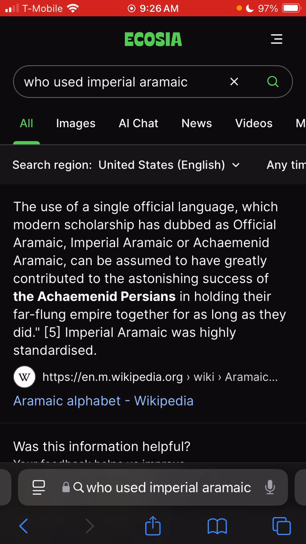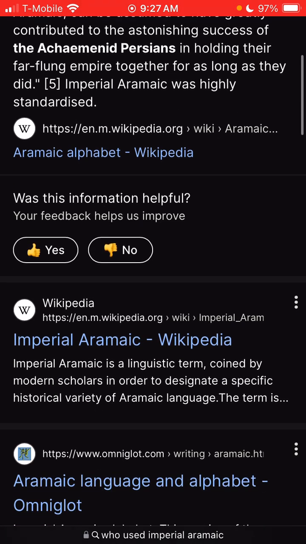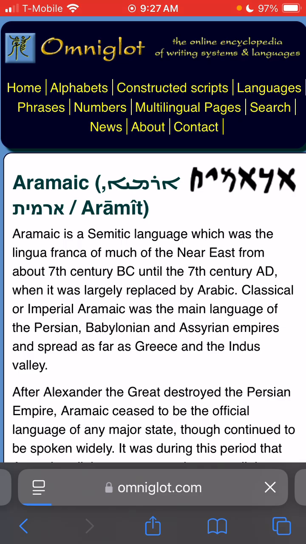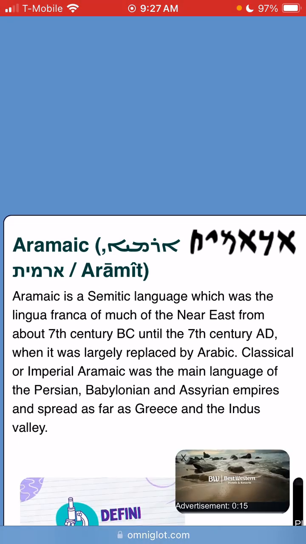The use of a single language, which modern scholarship has dubbed official Aramaic, Imperial Aramaic, or Achaemenid Aramaic, can be assumed to have greatly contributed to the astonishing success of the Achaemenid Persians in holding their far-flung empire together as long as they did. Imperial Aramaic was highly standardized. And we saw the alphabet, but this is that alphabet.